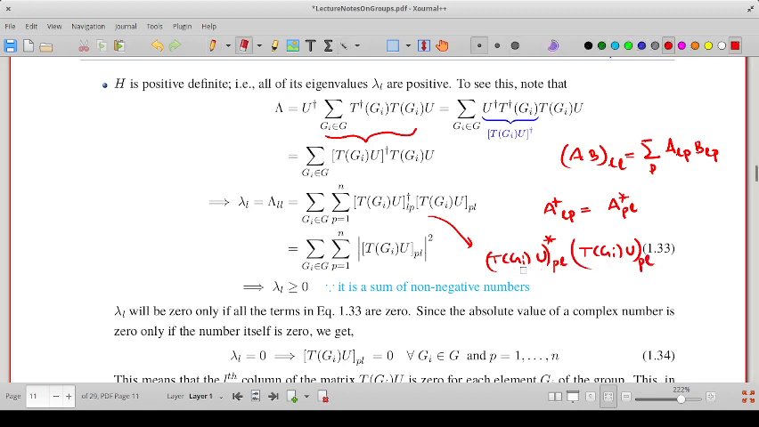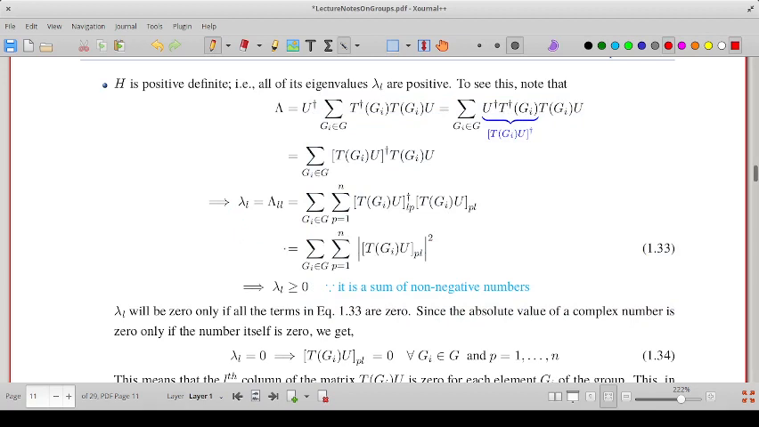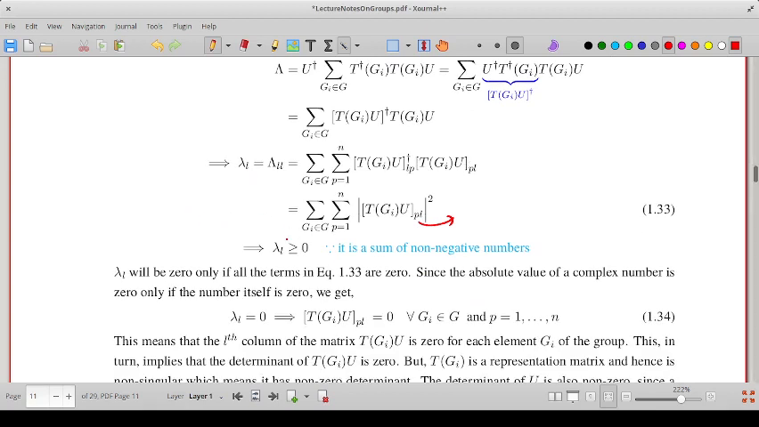A complex conjugate of a complex number times the complex number is the mod square of that complex number. And therefore, this is equal to t g i u, the plth element, mod square. So we have just shown that the lth eigenvalue lambda l is simply a sum over g i and sum over p of mod square of complex numbers t g i u p l, each of which is either zero or positive. It cannot be negative because the modulus square of a complex number is non-negative. So we have shown that lambda l is a sum of non-negative numbers, and therefore it should be a non-negative number as well. It could be zero or positive.